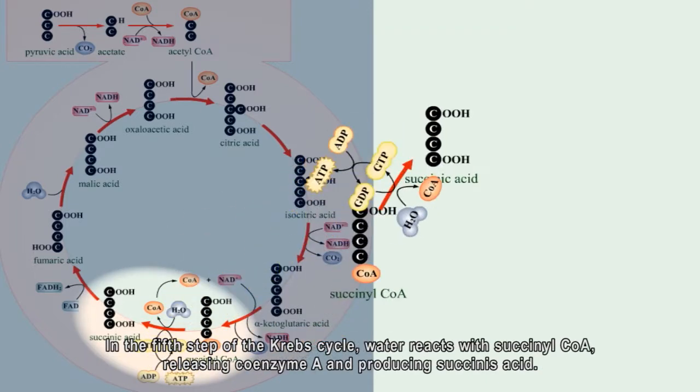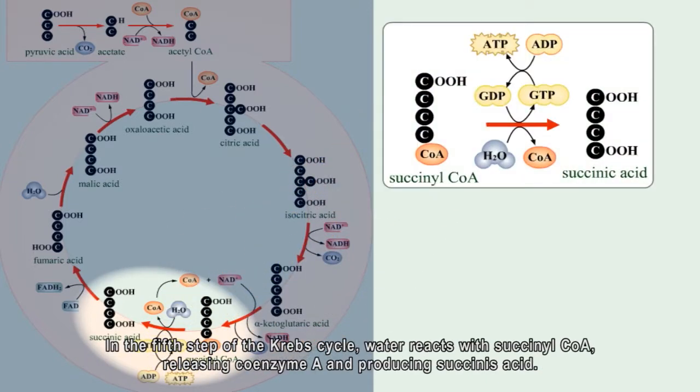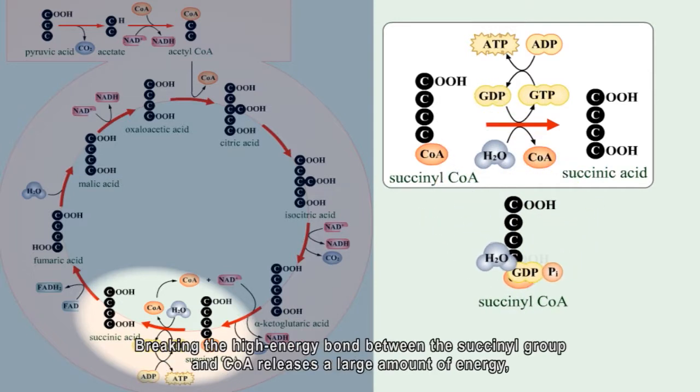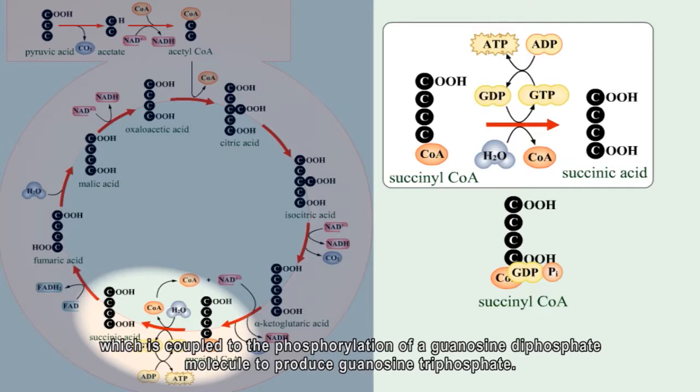In the fifth step of the Krebs cycle, water reacts with succinyl-CoA, releasing coenzyme A and producing succinic acid. Breaking the high-energy bond between the succinyl group and CoA releases a large amount of energy, which is coupled to the phosphorylation of a guanosine diphosphate molecule to produce guanosine triphosphate.